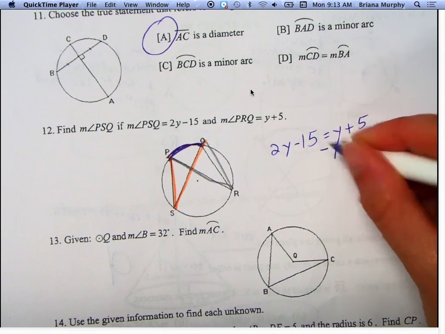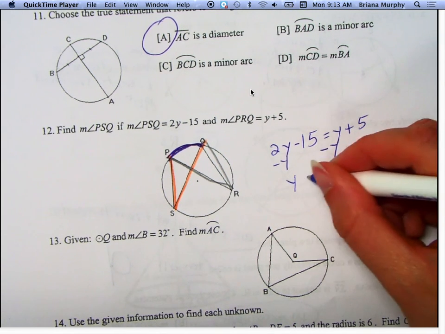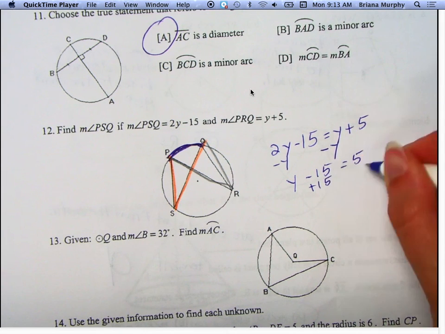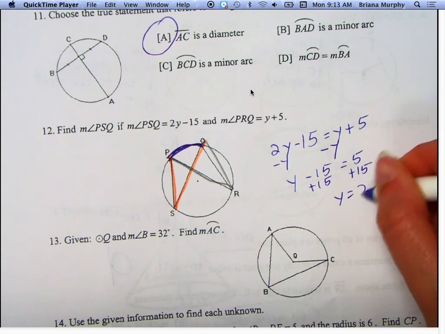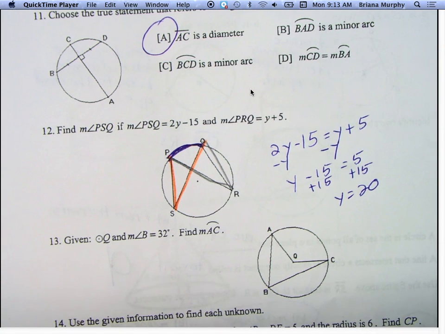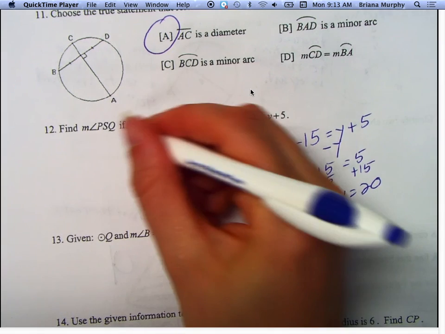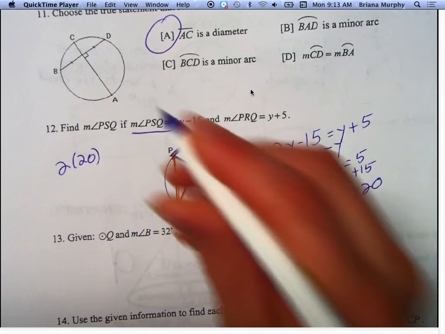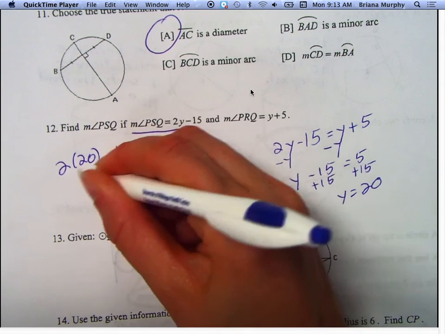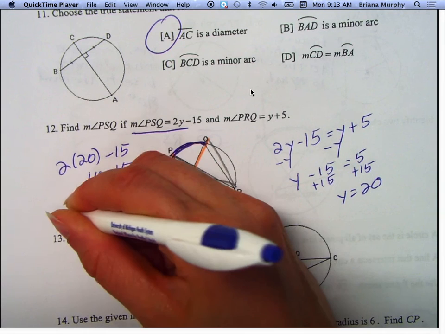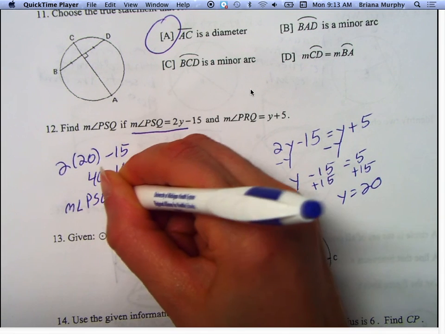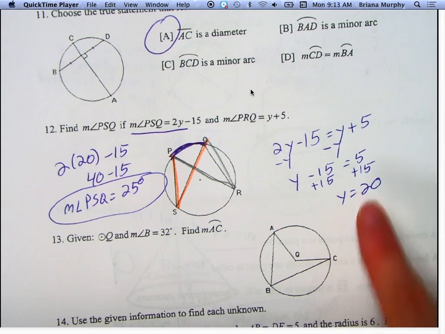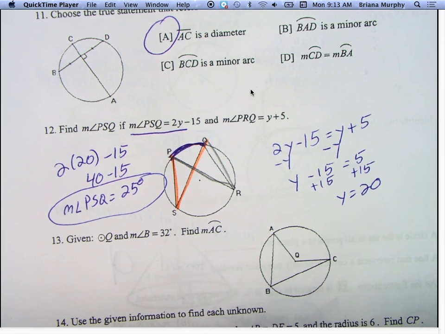So I'm going to subtract y from both sides. y minus 15 equals 5. Now I'm going to add 15 to both sides. y equals 20. So I'm done, right? No, because I found y. What do I need to find? PSQ. So I have to go 2 times 20 minus 15. That gives me 40 minus 15. So the measure of angle PSQ gives me 25 degrees. That is the correct answer. If you put down 20, you will not get full credit on the test. Sure, plug it in.